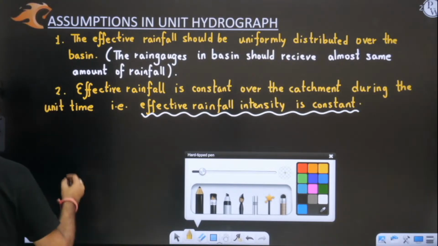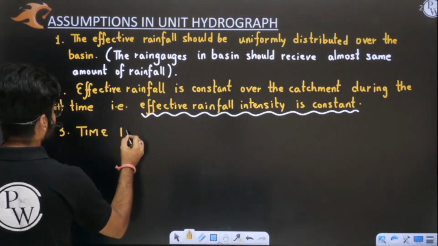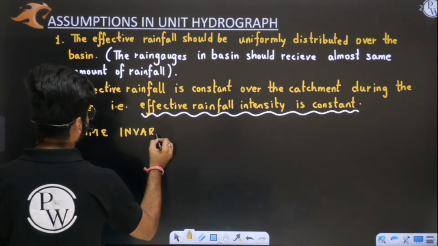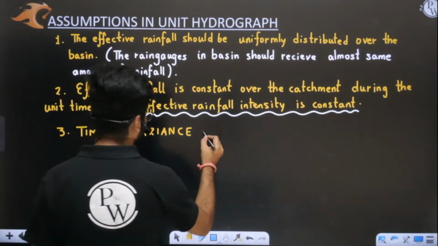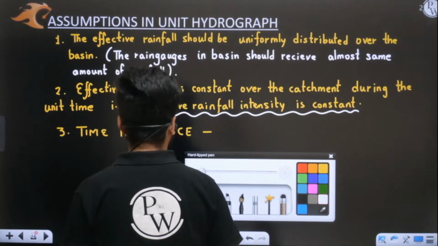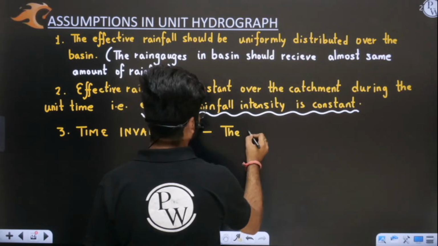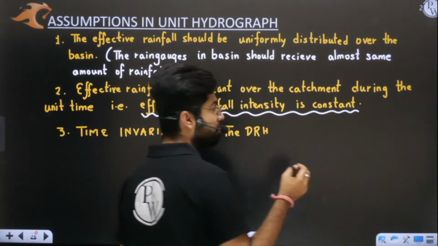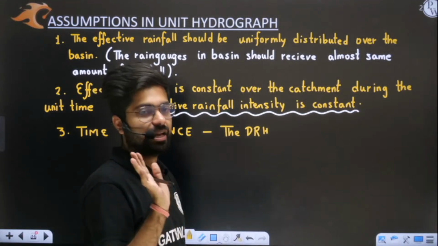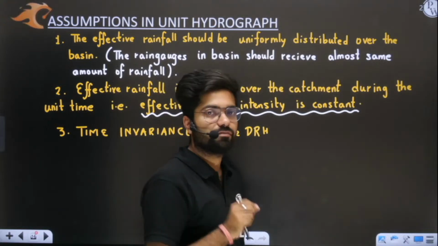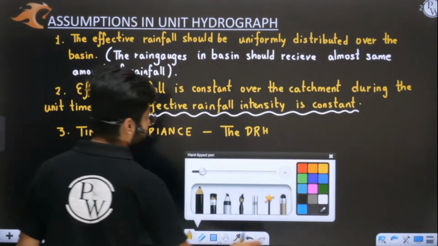Now the third one. Third one is important, which is known as time invariance. This can be asked in your examination directly. So what is the meaning of time invariance? See, in time invariance, you need to understand, no matter whenever your rainfall happens, the shape of the hydrograph will be the same every time. This is the meaning. Let me explain it to you first, then I will draw it.